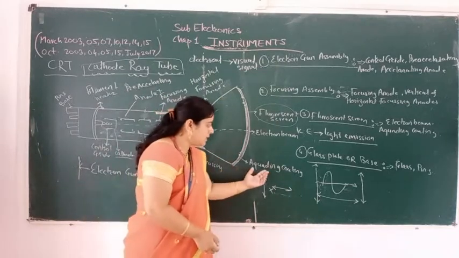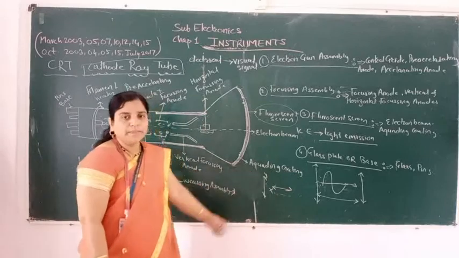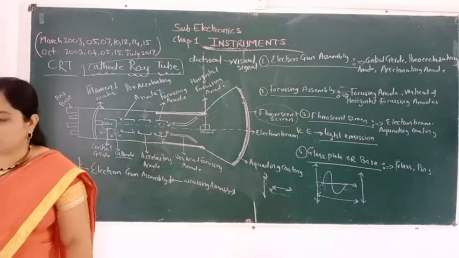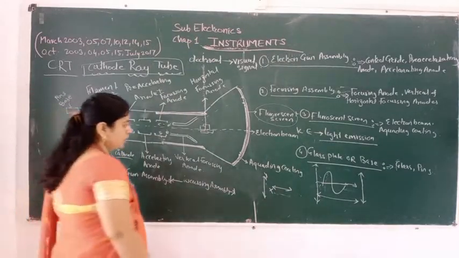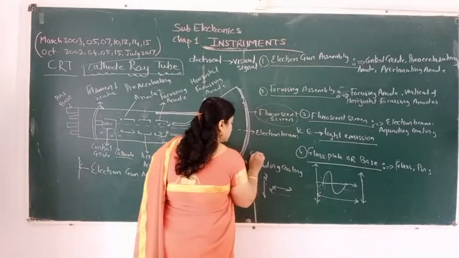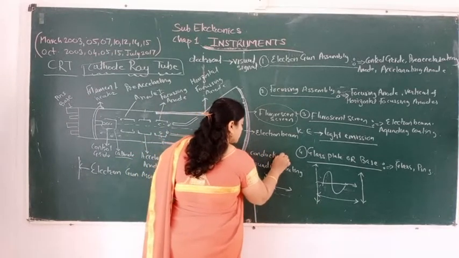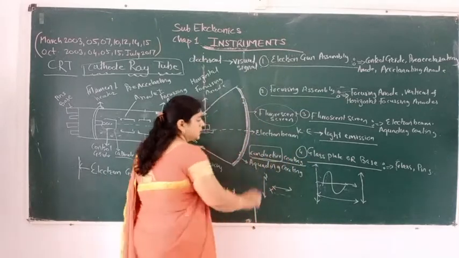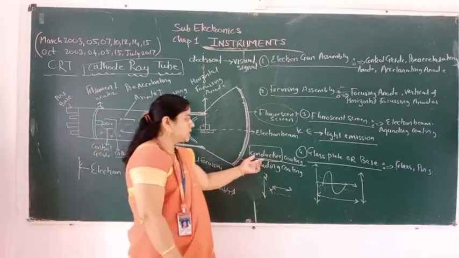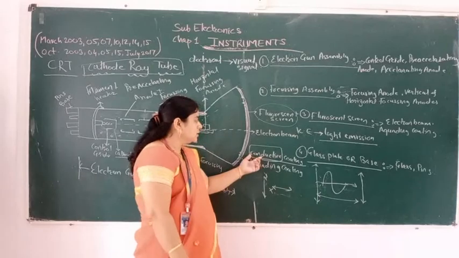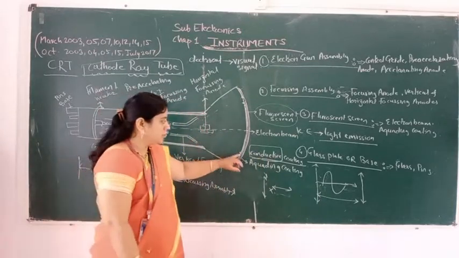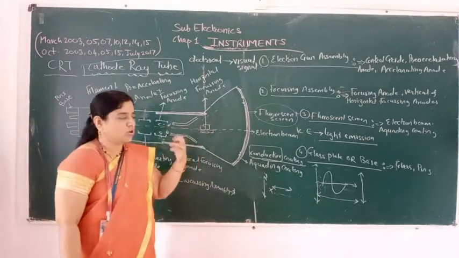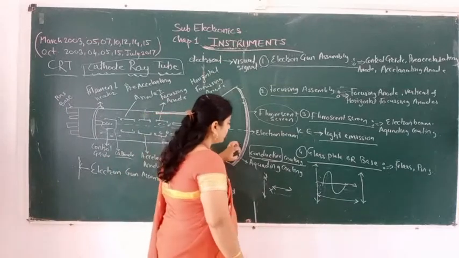One more thing is there, that is the aquadag coating. What is the aquadag coating? It is a conductive coating, also called the conductive coating. What is a conductive coating? Conductive means conductor; we know conductor and inductor. So electrons are collected here because of the aquadag coating. Aquadag means conductor, and a conductor attracts the electrons.